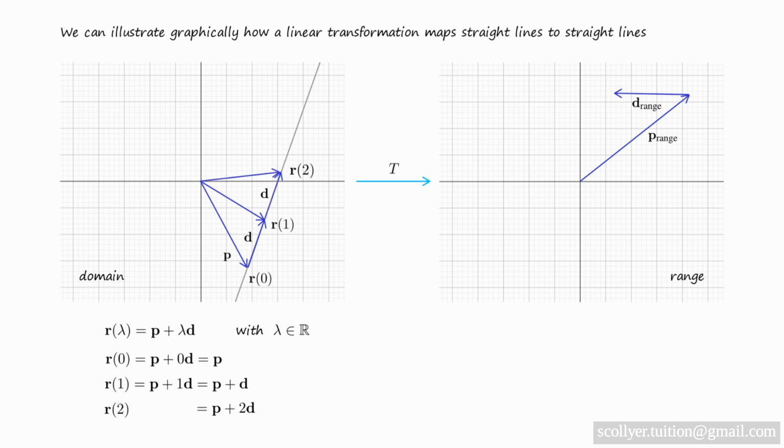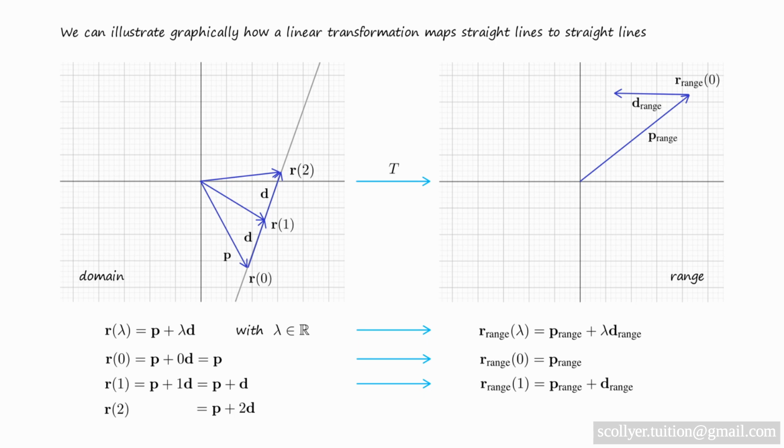And those are mapped to the range as r_range(λ) = p_range + λd_range: r_range(0) = p_range, r_range(1) = p_range + d_range, r_range(2) = p_range + 2d_range. And on the diagram on the right we see that those vectors define a new line in the range, which is r_range(λ).